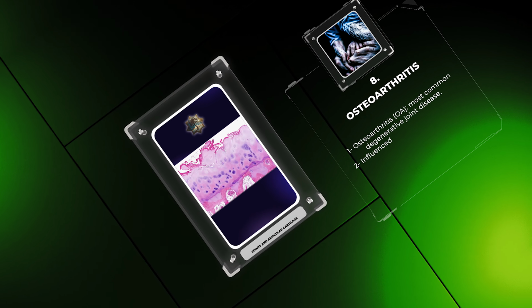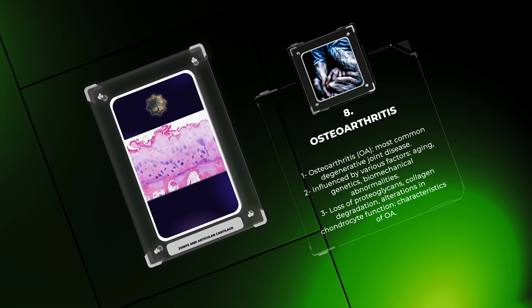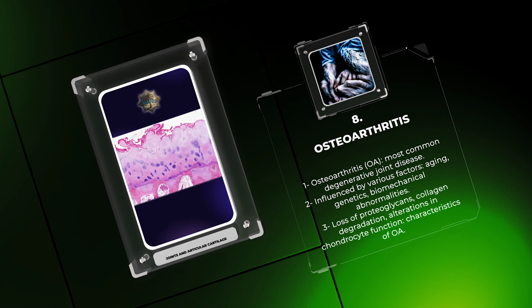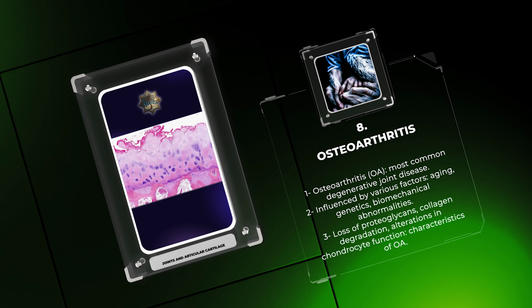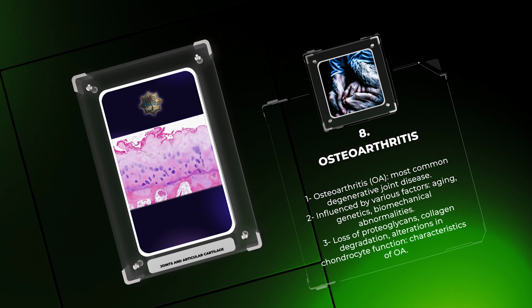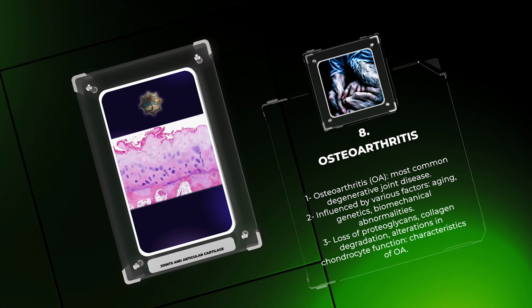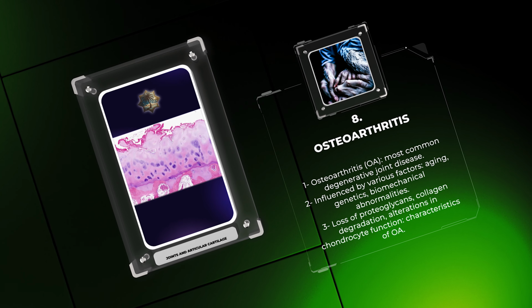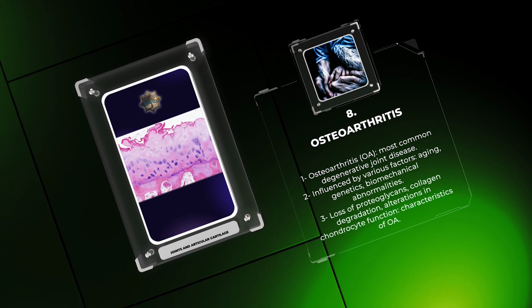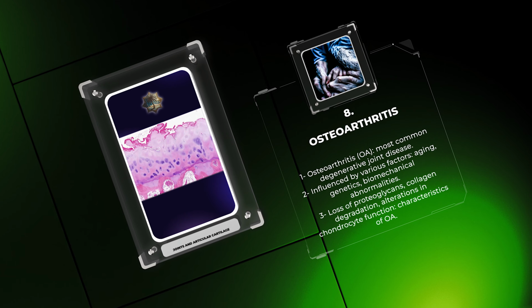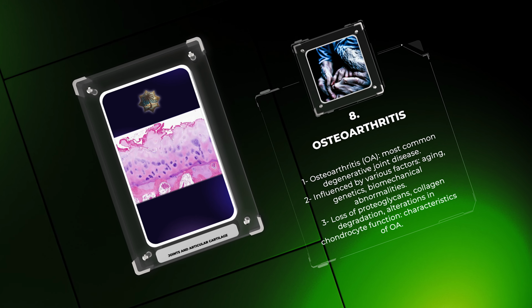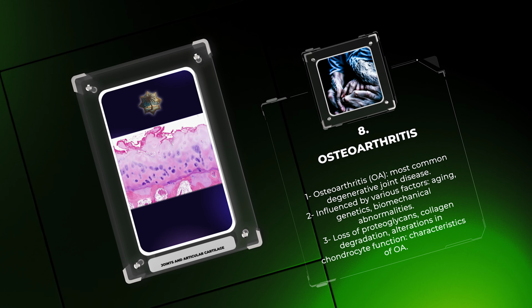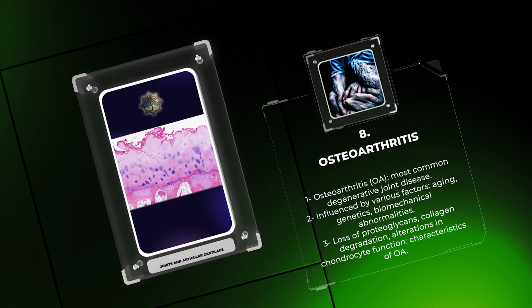Osteoarthritis, OA, is the most common degenerative joint disease characterized by the progressive erosion of articular cartilage. It is influenced by various factors, including aging, genetics, and biomechanical abnormalities. OA is associated with the loss of proteoglycans, collagen degradation, and alterations in chondrocyte function. Chronic inflammation, joint instability, and cartilage wear and tear contribute to the disease progression. The understanding of OA pathogenesis is crucial for the development of novel therapeutic approaches aimed at slowing down disease progression and preserving cartilage integrity.